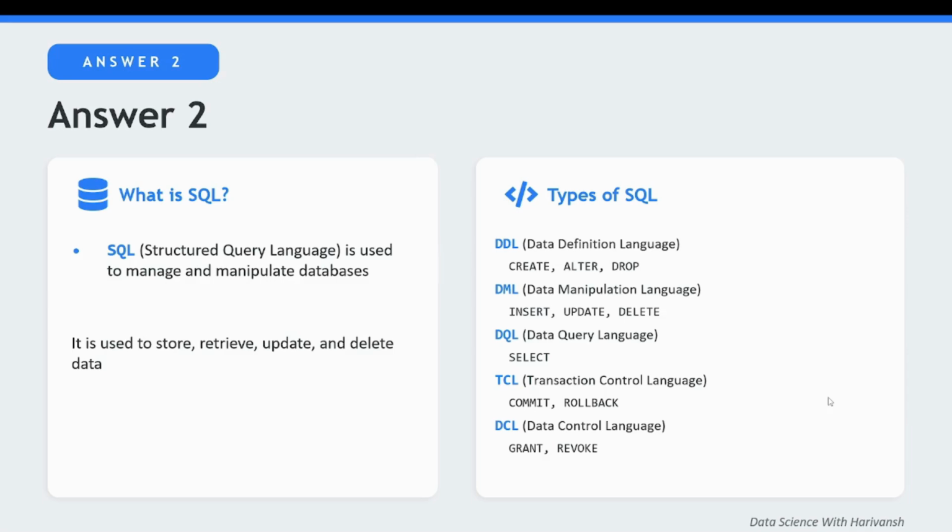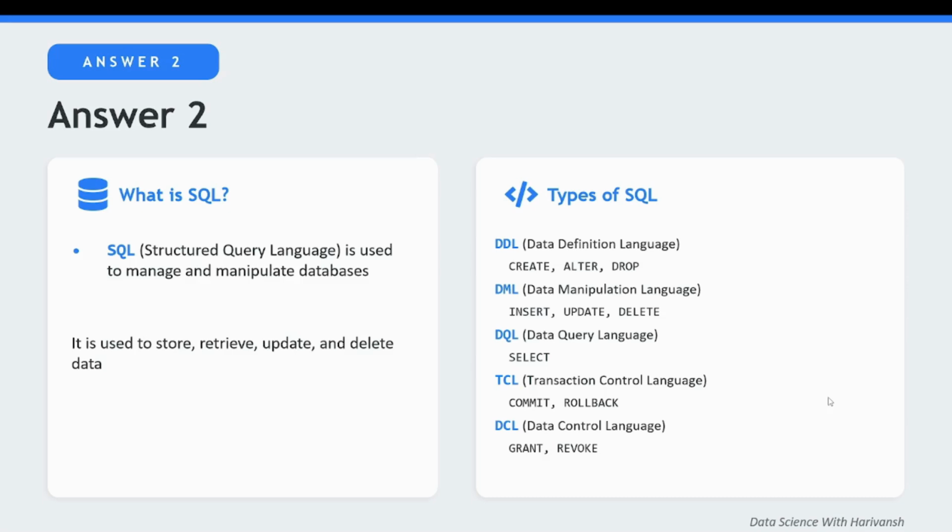DML, Data Manipulation Language. Next is DML, which is dedicated to managing the actual data records residing inside those structures. Within DML, we use insert to add new rows of information, update to modify existing values, and delete to remove specific rows based on specific conditions.